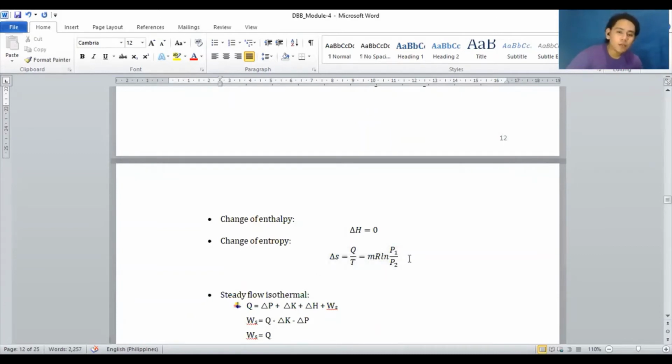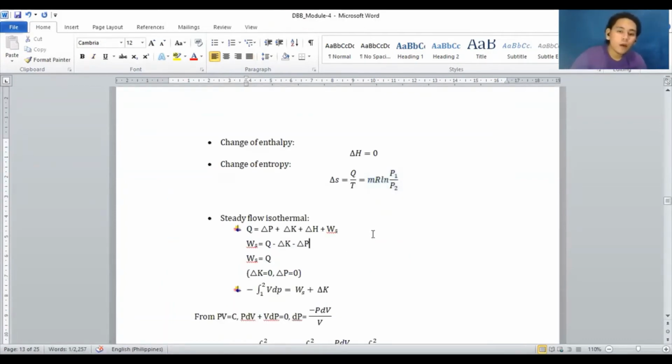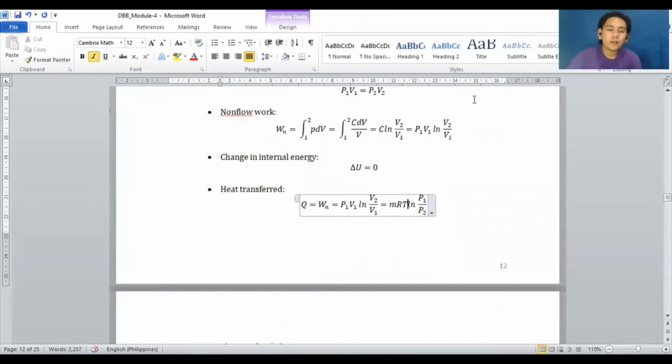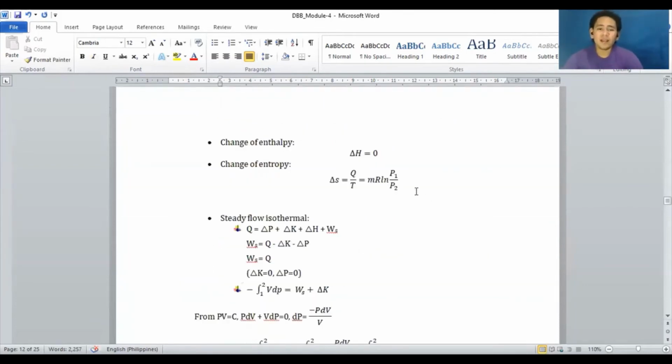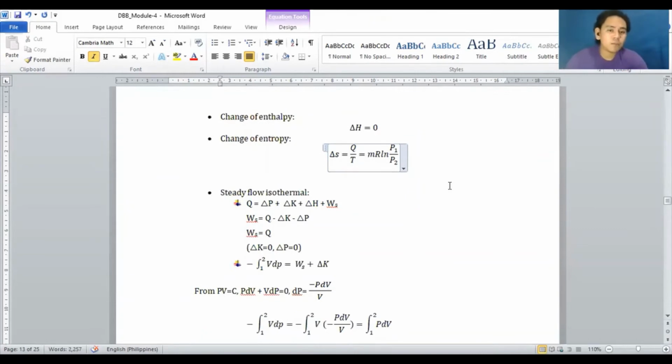Now in change of entropy, your delta S equals Q over T, or simply mR ln P1 over P2, or P1 V1 ln P1 over P2, since mR is equivalent to your perfect gas equation, PV equals mRT. So mR is also equivalent to PV over T1. Okay, I'm sorry, no, this will not interchange. Only this one. Now, this one, P1 V1 is equivalent to mR ln V2 over V1. This also, yes, it can also be used, which is P1 V1. So delta S equals P1 V1 ln P1 over P2.